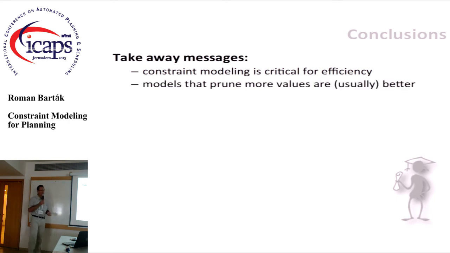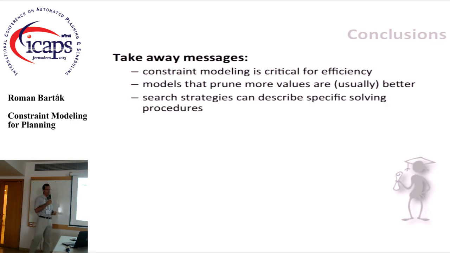Usually in CP, models which prune more inconsistent values are better. Of course, there is a trade-off: if you prune more values, you may need more time to do it, right? So you may need stronger consistency techniques. So you need to find a trade-off between how many values you prune by the constraints and how many remaining options you leave for the search procedure, because search is still there. The propagation is not complete.